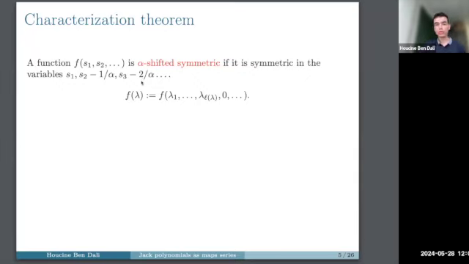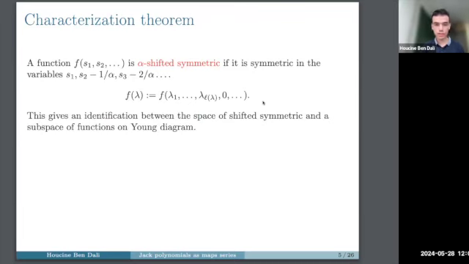So now when we have a shifted symmetric function, we can think of it as a function on Young diagrams. So if f is a shifted symmetric function and lambda is a Young diagram, we can evaluate f at lambda by taking the s_i equal to the lambda_i, and then just completing with zeros. And this actually gives an identification between the space of shifted symmetric functions and a subspace of functions on Young diagrams.